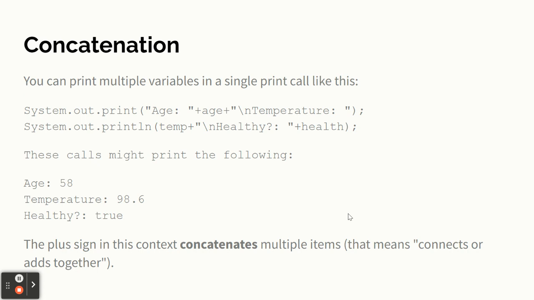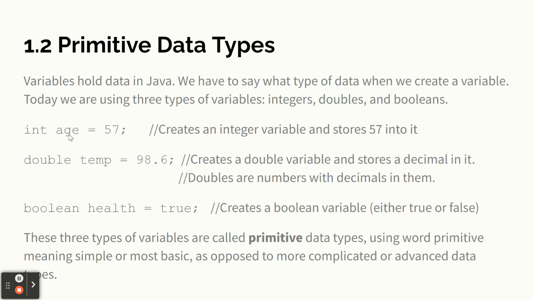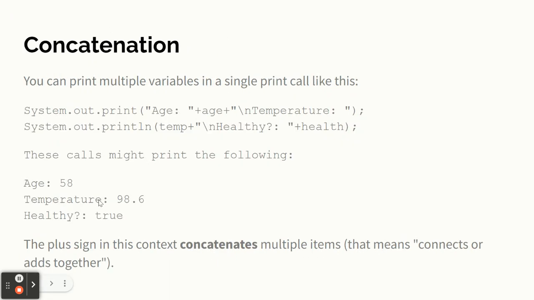That's what that means. So if you look, here's an example, system.out.print, age, colon, and then there's a plus, and my age variable, plus, and then a new line, and then temperature, colon, and then here's temperature, and a new line, and healthy, and then true or false. So if we look, and you'll have these slides in case you don't have to write everything down, but remember I defined these variables, age, temp, and health, and then now I'm just using them in a print call, and it would print that.